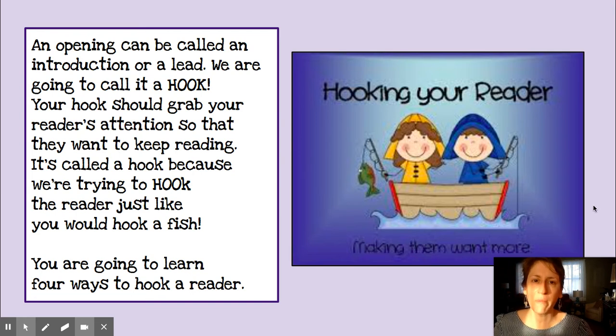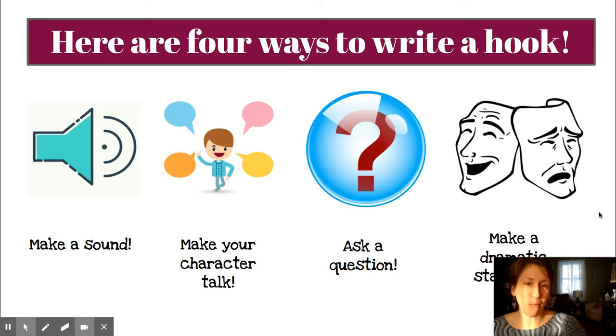Okay, we're going to learn about 4 different ways to hook our reader. So here's the 4 ways. You can use sound. You can make a sound like boom or crash. You can make your characters talk. You can ask a question, which is something that we did in our opinion piece. Or you can make a dramatic statement. So these 2 faces are the symbol for drama. And don't we all just love to be dramatic sometimes?